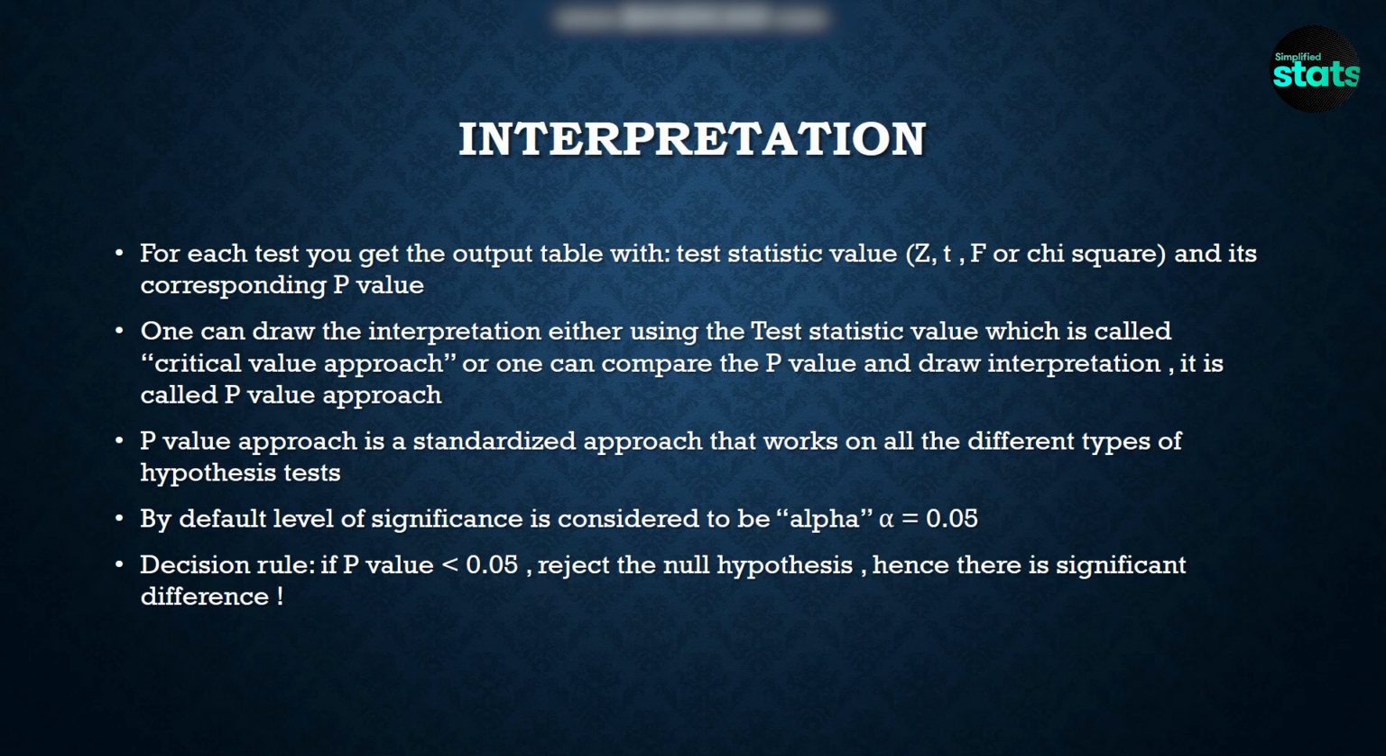The p-value approach is a standardized approach that works on all the different types of hypothesis tests. By default, the level of significance is considered to be 0.05. The decision rule is that if the p-value is less than 0.05, you reject the null hypothesis. Hence, there is a significant difference in the two observations or from the preset value that you have.